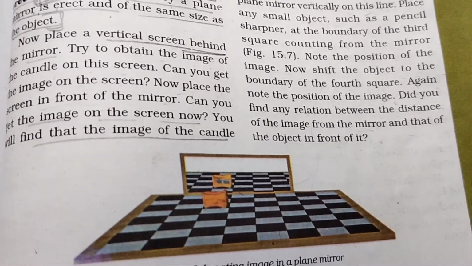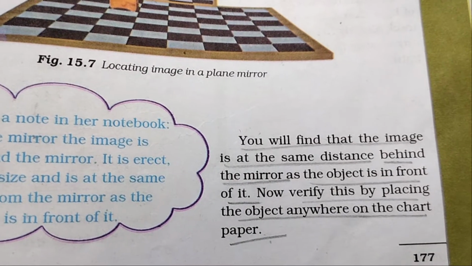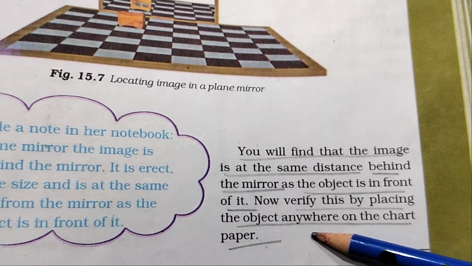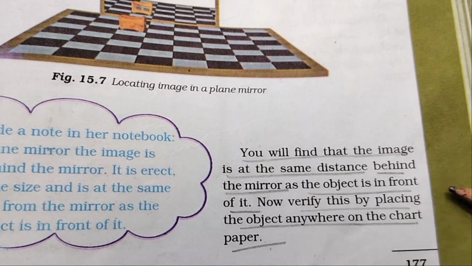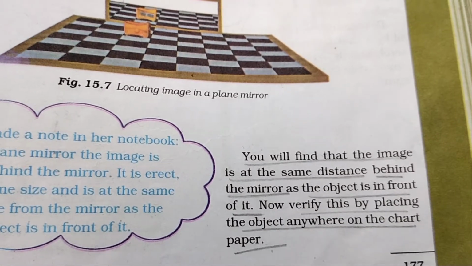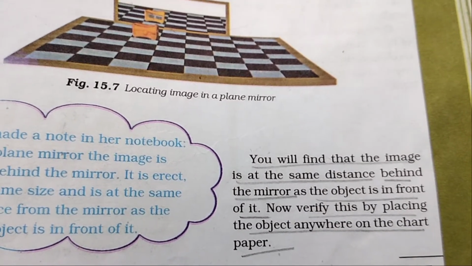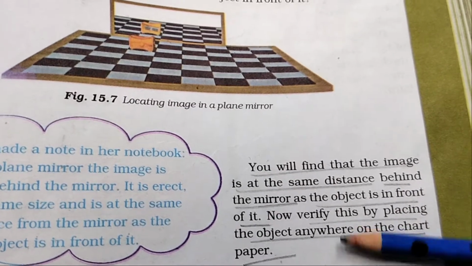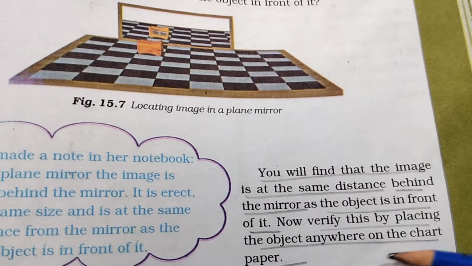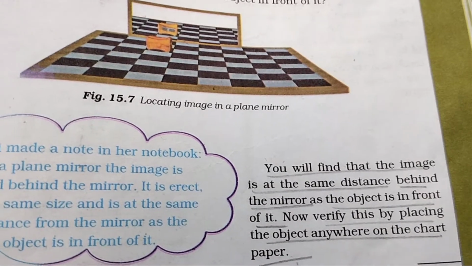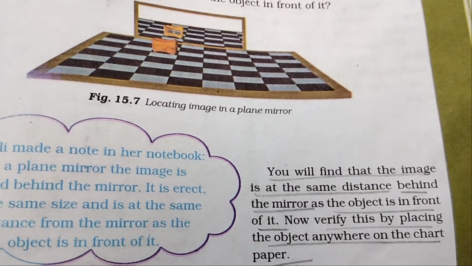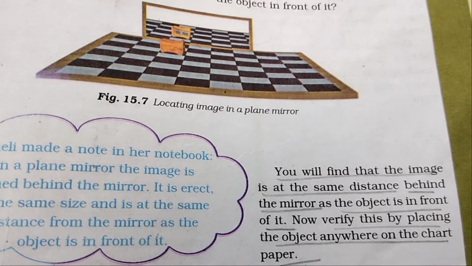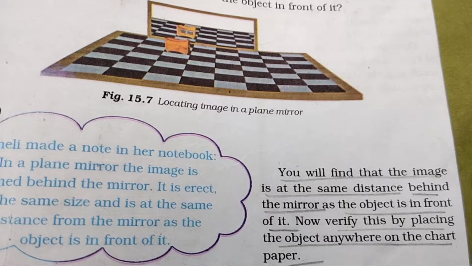So the answer to the question is yes, you will find that the image is at the same distance behind the mirror as the object is in front of it. जितने भी distance पे जो object उसके सामने रखा है, उतनी ही same distance पर image आपके mirror के पीछे बनेगी. You can verify this by placing the object anywhere on the chart paper. हमने third box से fourth में करा, आप कहीं पर भी उसको रखेंगे तो आपको ये result मिलेगा कि वो same distance पर image बन रही है behind the mirror.